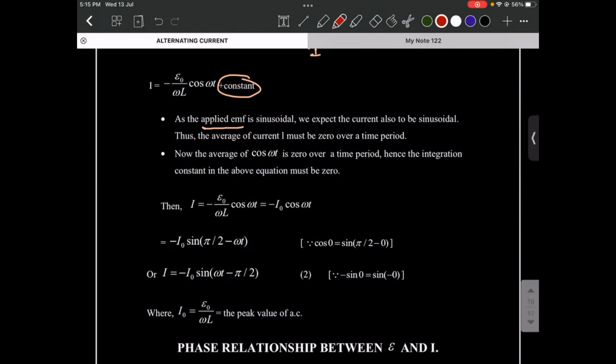For a sinusoidal wave in a complete cycle, what is going to be the average of it? I already told this point. That is why the average value of current over a complete cycle came out to be 0. We expect the current also to be sinusoidal. Thus the average value of current must be 0 over a time period. If you do the same thing with respect to cos also, you'll get the same 0. And that is why in this scenario the constant is also ignored, because we take the average value.